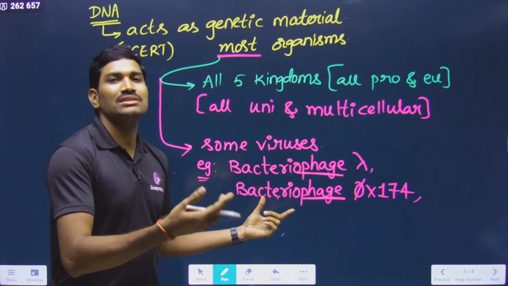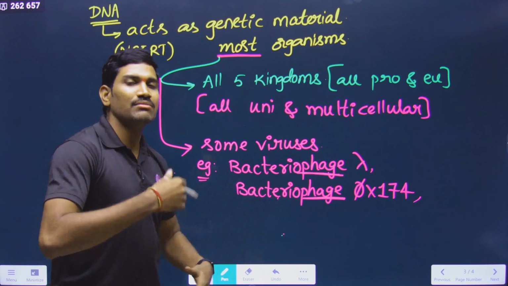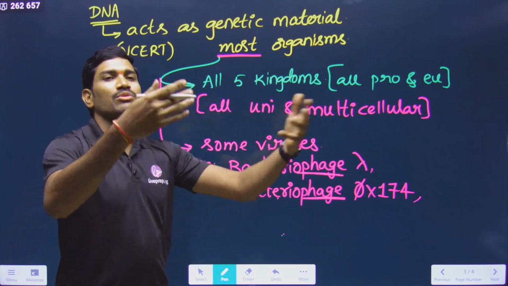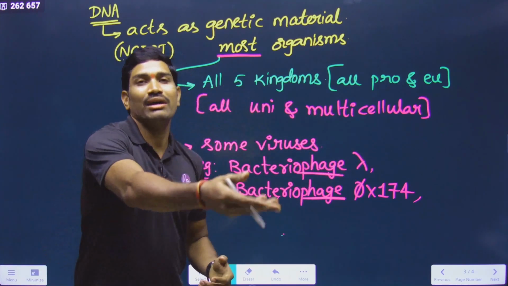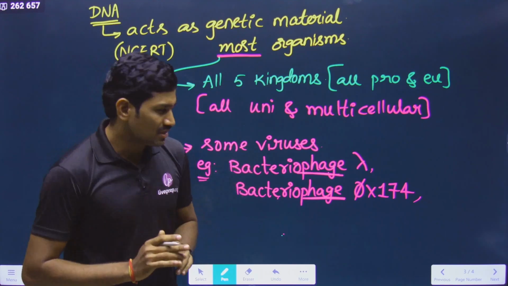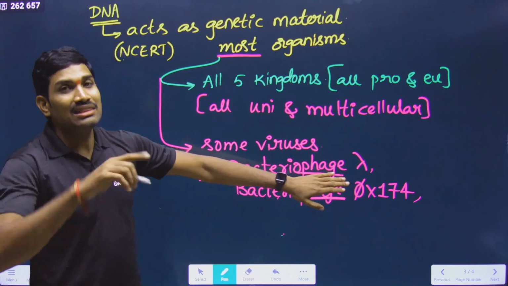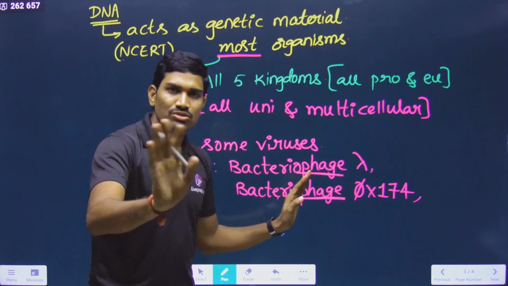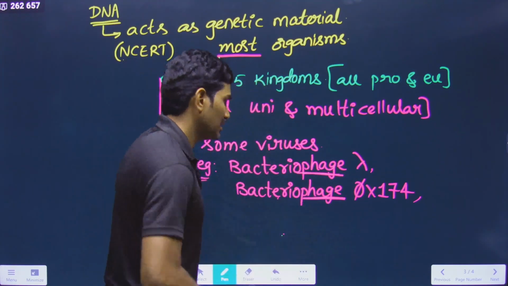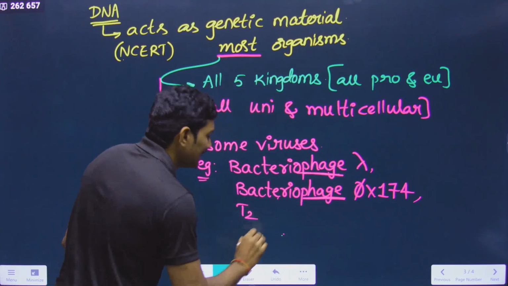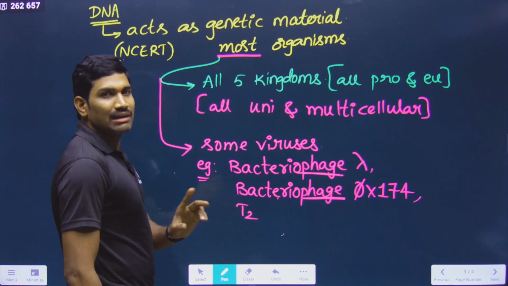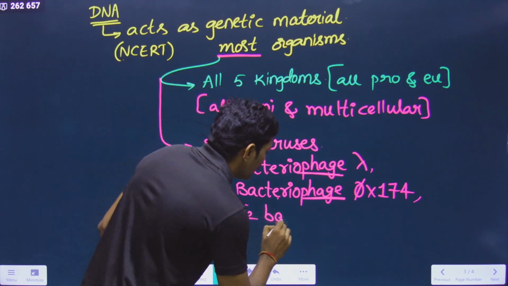That means the host is the bacterium. In that bacterium, it can multiply so that it can produce many new virus particles. That is the logic. So these two are the viruses having DNA as genetic material. But in that experiment, these two viruses were not used. They used something else, and that is called T2, capital T, number 2. T2 bacteriophage.